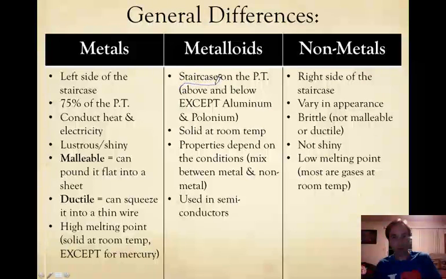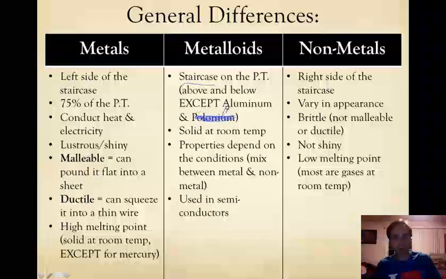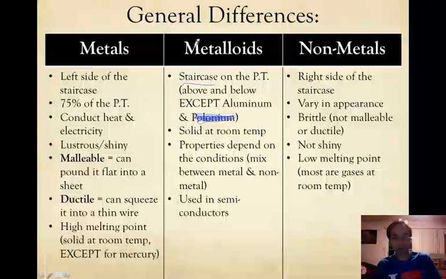Then we have the staircase. The staircase represents the metalloids. And we said that the staircase itself, above and below each step, with the exception of aluminum, okay, polonium we're going to take off this list because we're going to consider polonium a metalloid, okay, so the only exception is aluminum. Anything above and below that staircase is a metalloid.